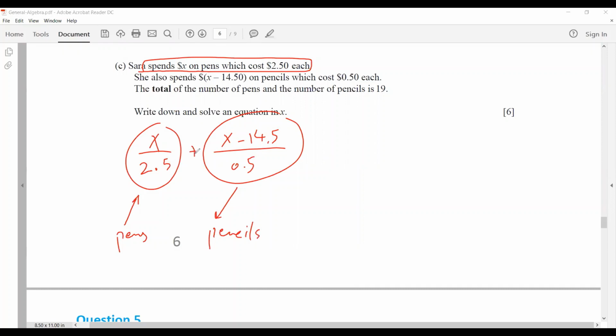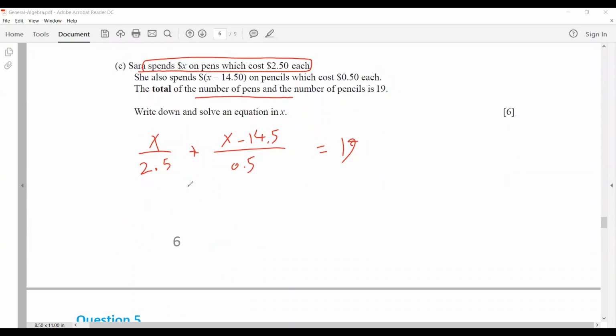And if I add them together, the total number of pens and the number of pencils should be 19. So I'm done. I have formed the equation, and that is the most important step, because I'm sure majority of you, if you're given this equation and asked to solve it, can find x easily. However, not all of you can form this equation. Let's simplify it and then isolate x. So I can find a common denominator 2.5, and I get 5x plus x minus 14.5 equals 19.